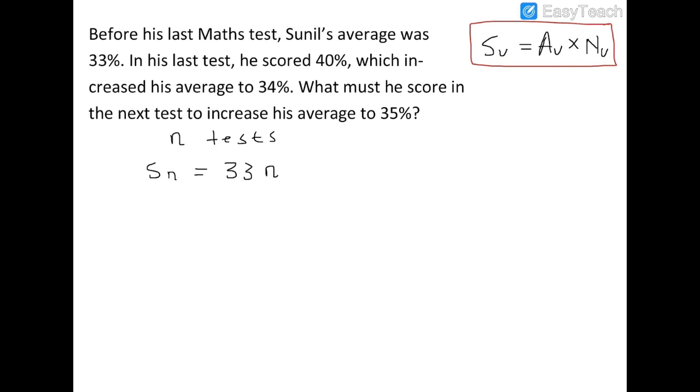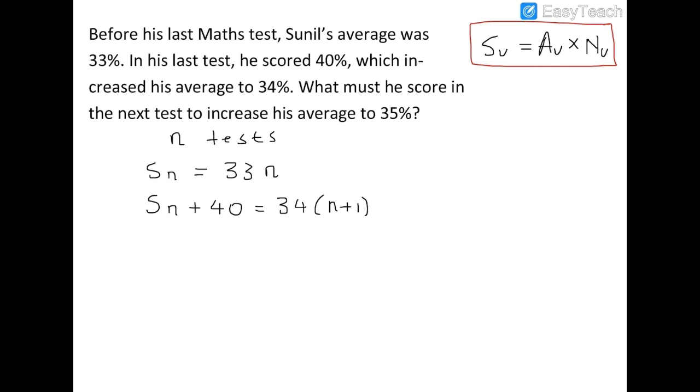Okay, and then the next bit of information says, in his last test, he scored 40%, and this increased his average to 34. So, adding to his first n tests, he wrote another test and scored 40%, and then the average will now be 34%, but the sum of the values will be 34 multiplied by the number of values, which is now n plus 1, because he wrote one extra test.